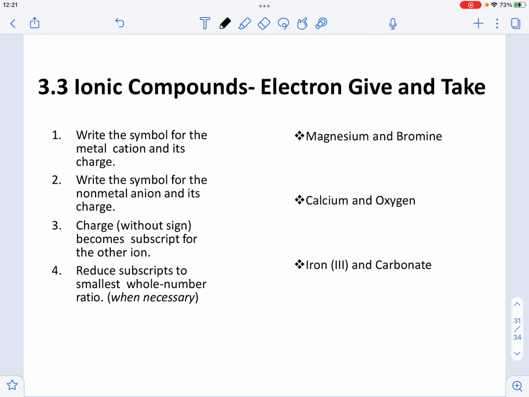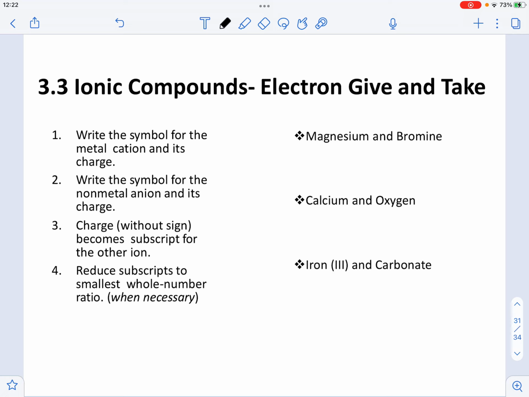So now in section 3.3, we are going to learn how to take ionic compounds and understand how electrons are given and taken. It is important that if you're given a pair of elements that you know how they form these ionic compounds. The rules of how to write the chemical formulas for ionic compounds are given in steps 1, 2, 3, and 4. I'm going to have some examples to illustrate the steps.